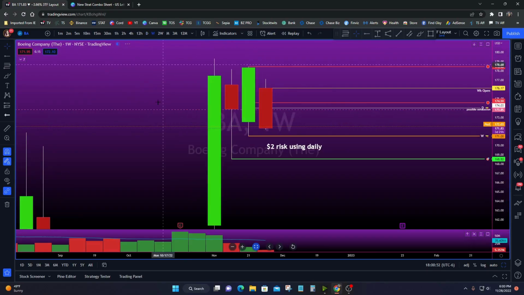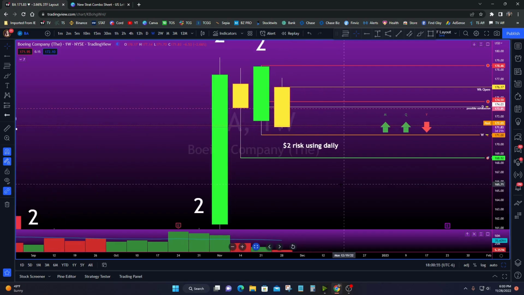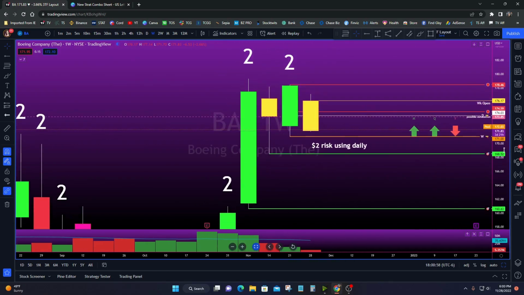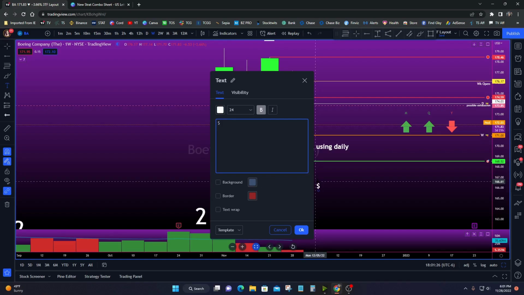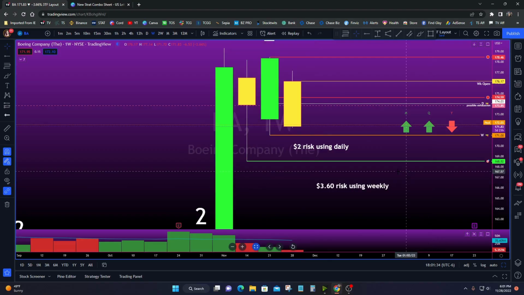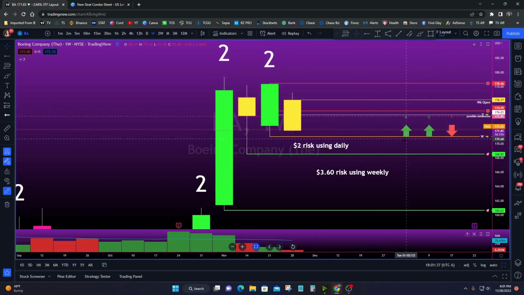Now, if we go back to the weekly, even using the 50% rule, so your weekly entry would be at 171 and your stop would be at 174.50. So you have a $3.60 risk using the weekly. And if this works, we're going to come all the way down to here because that's the weekly target, right?